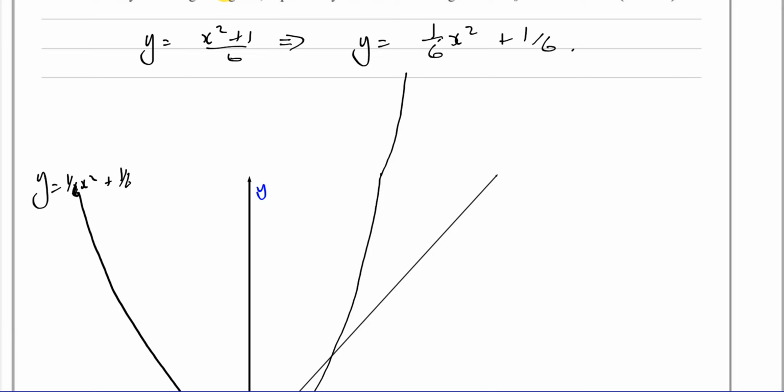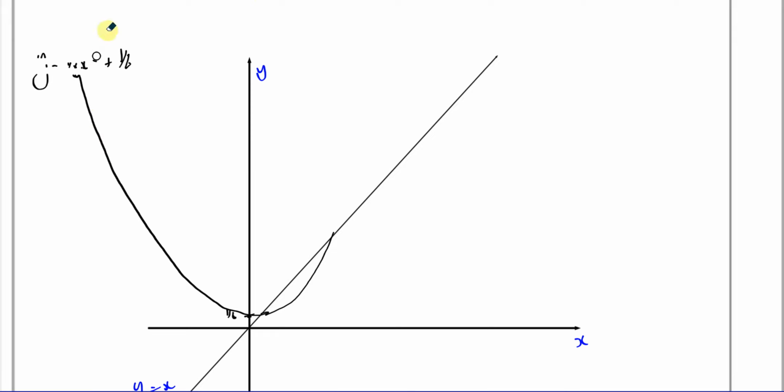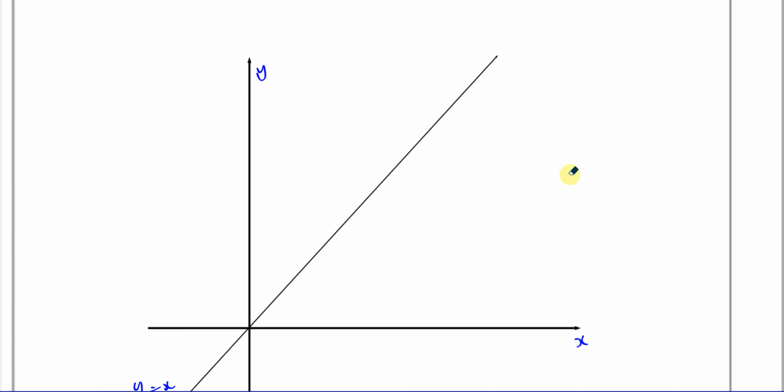But let me just draw it again so it's a bit more clear. Okay, this is y equals x already drawn. So now I'm going to draw this. It's going to go through 1/6. And also this is really not to scale.